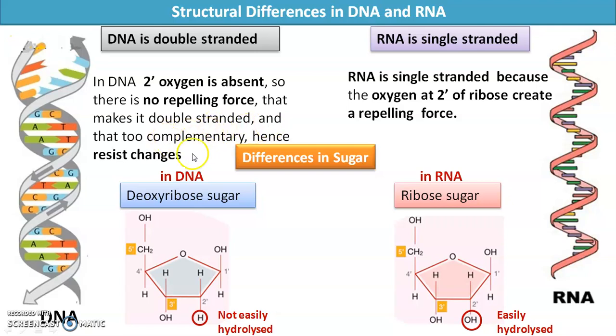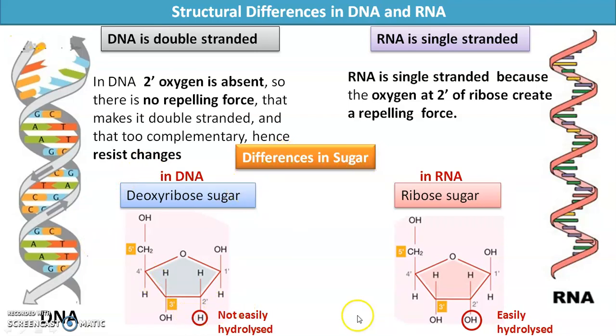And that too, the two strands are complementary to each other. That means the bases complement each other. A purine always pairs with a pyrimidine, and very specifically adenine pairs with thymine and guanine pairs with cytosine. So these features, being double-stranded and being complementary, allow DNA to resist changes, which is a very good feature, ideal for a genetic material.